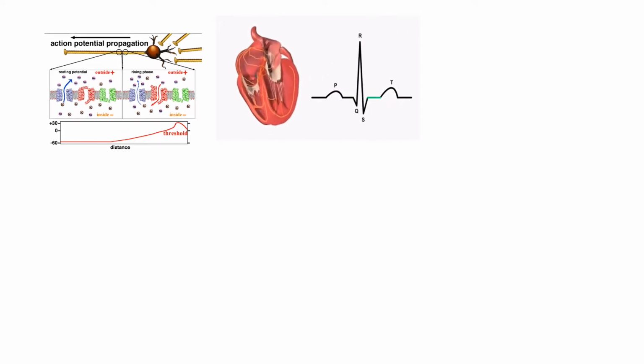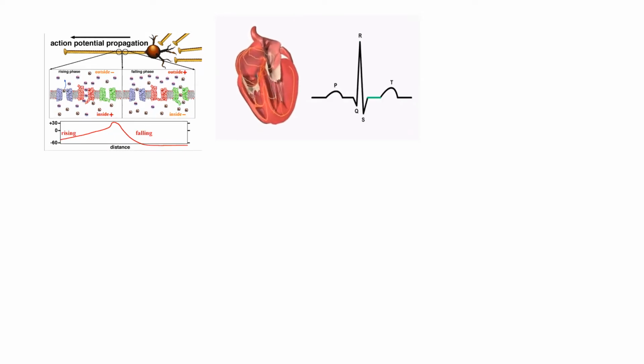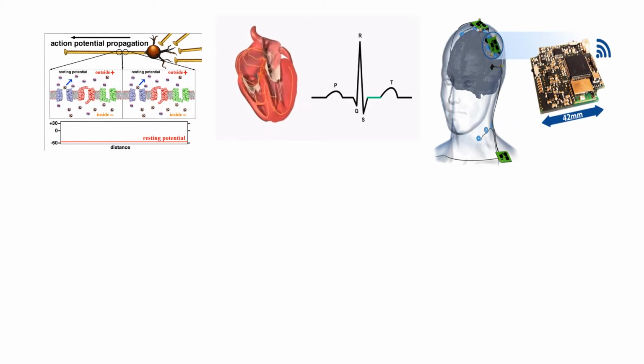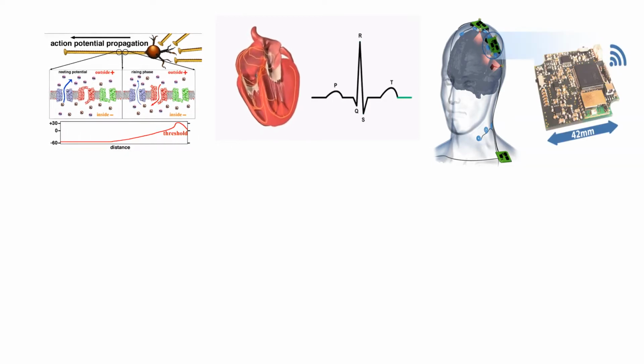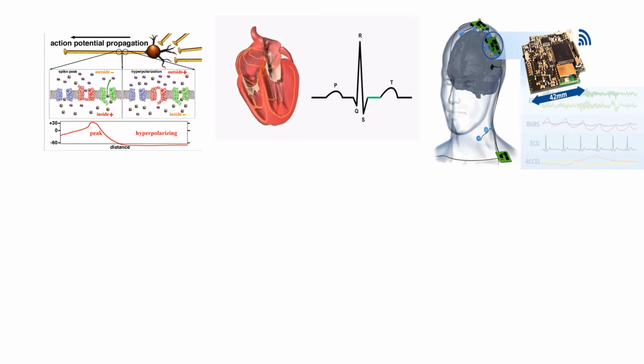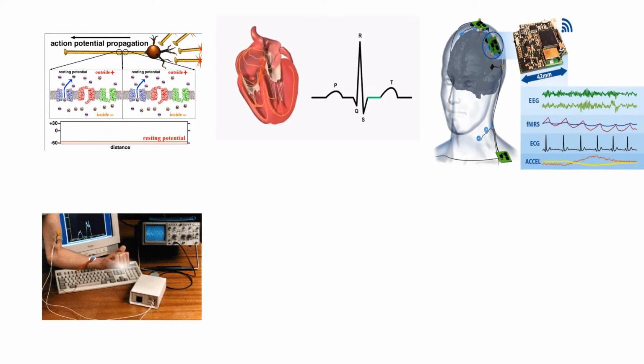Many organs in the human body, such as the heart, brain, muscles, and eyes, manifest their function through electric activity. The heart, for example, produces a signal called the electrocardiogram or ECG. The brain produces a signal called an electroencephalogram or EEG. The activity of muscles such as contraction and relaxation produces an electromyogram or EMG.